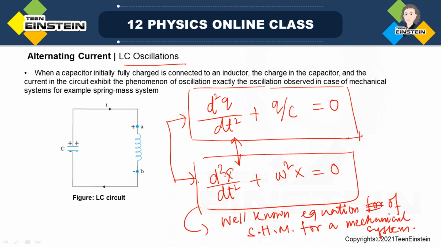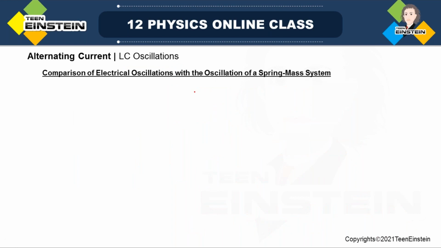Okay, so see, the displacement is equivalent to the charge in the capacitor. All right, a few more things we'll be learning with the analogy part, we'll come to that later. But now we'll see the comparison of electrical oscillations with the oscillations of a spring mass system.